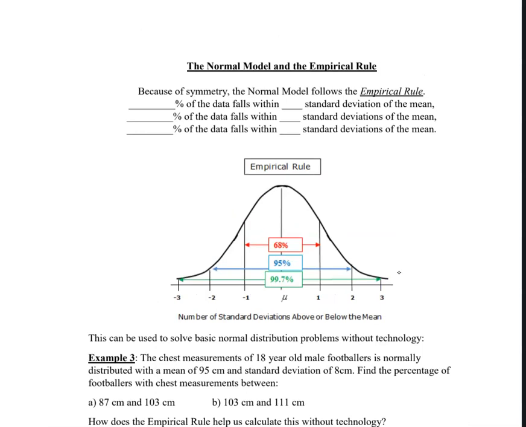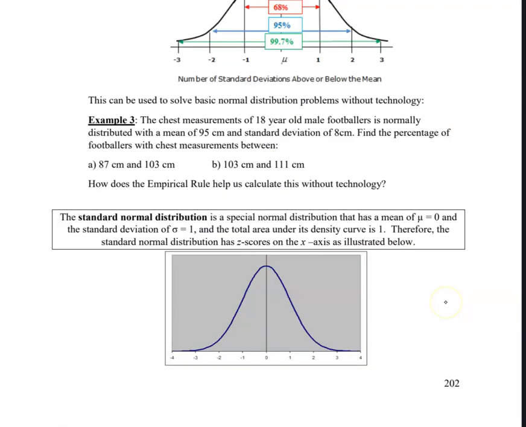We talked about the empirical rule back in chapter 3, and I want to just remind you again what that rule tells us. It told us that if we have a symmetric distribution, 68% of the data is going to fall within 1 standard deviation of the mean. 95% of the data is going to fall within 2 standard deviations of the mean. And 99.7, or really 100%, will fall within 3 standard deviations of the mean. And here's a quick picture of what this involves.